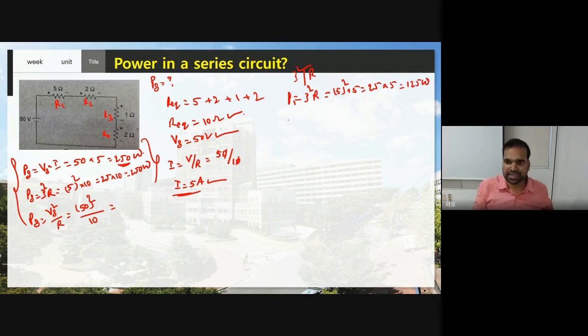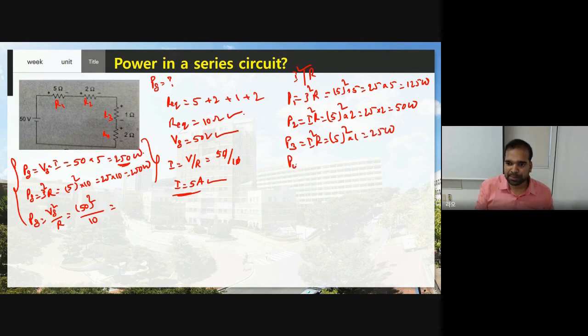Yes. Now the next thing, power supplied by the R2 resistor. Now the same formula, I square R. Here I square means 5 square, and this is 2. This is 25 into 2. This is 50 watts. Now the power supplied by resistor R3 is I square R. Here 5 whole square, and this is 1. And therefore this is 25 watts. And power supplied by the R4 resistor, I square R. Therefore 5 whole square, and this is 2. 25 into 2. This is 50 watts.